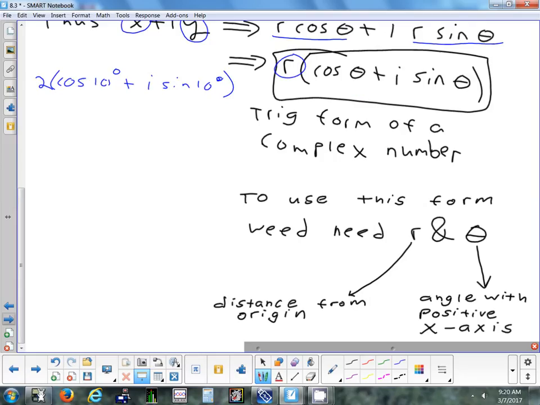Okay, so we know the format of what our answer is supposed to look like. We know what each thing in the answer is. We know what r is. We know what theta is. Now we're going to look at how you find each one of those. So any questions on what r represents or what theta represents first?